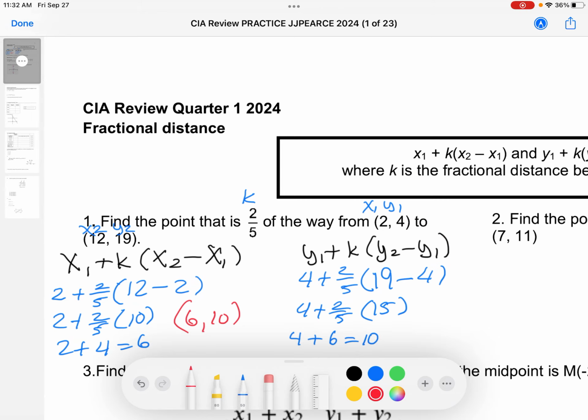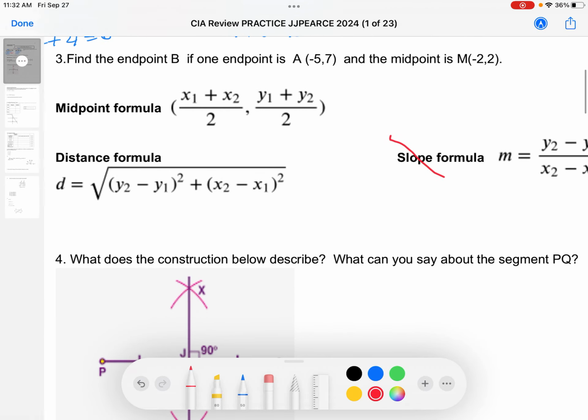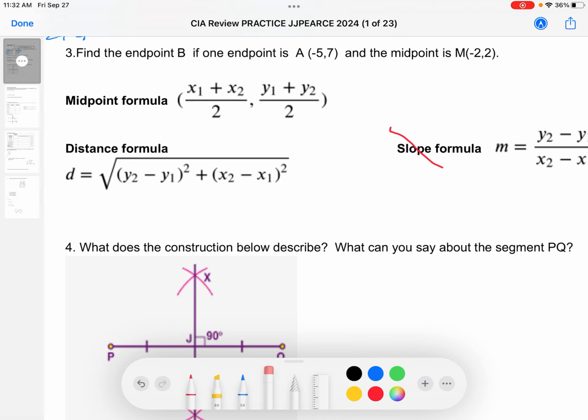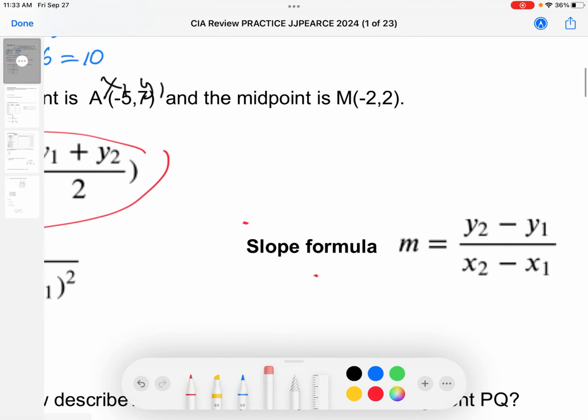So the next thing I'm going to do is finding the endpoint given the midpoint. So let me erase that. The formula I'm going to use here is the midpoint formula, but I'm going to add something to it because we're looking for endpoints. So I'm going to call this x1, y1, and call this mx, my. Let me zoom in, so there's more room here because I write kind of big.